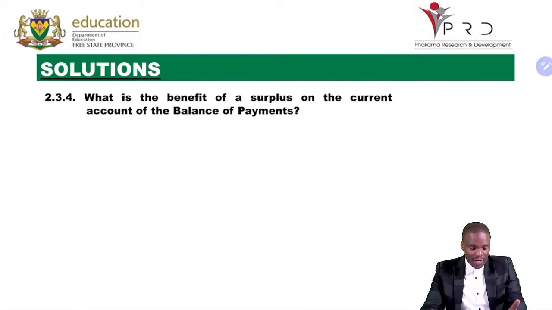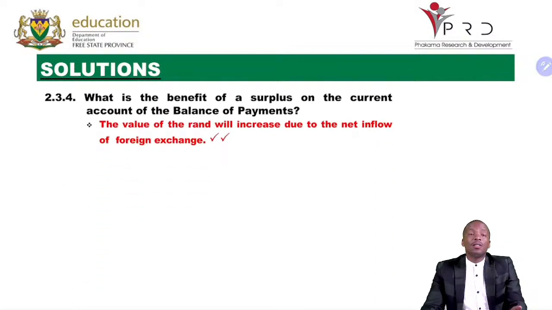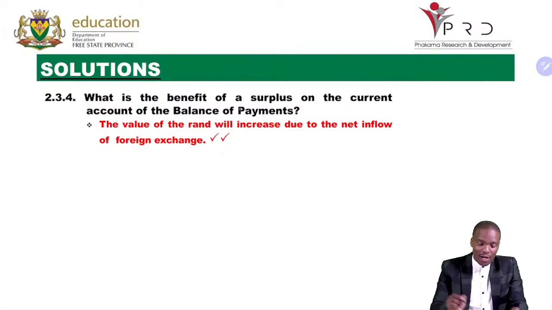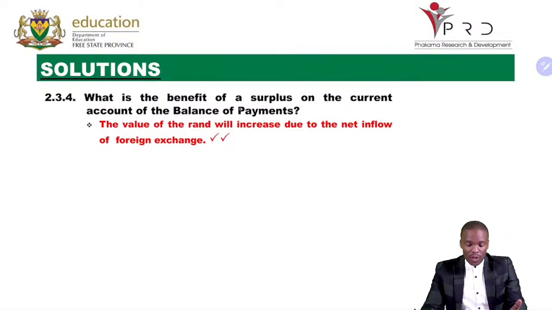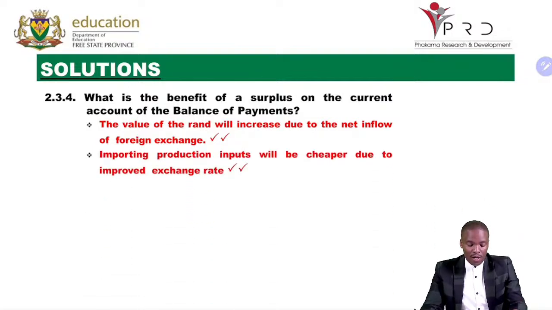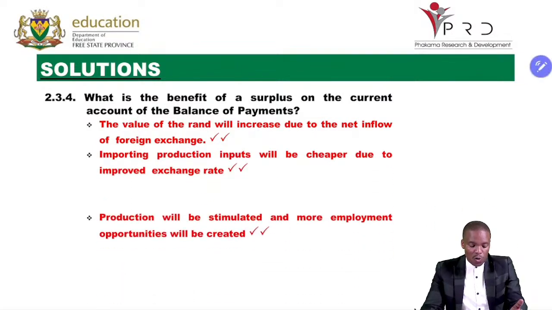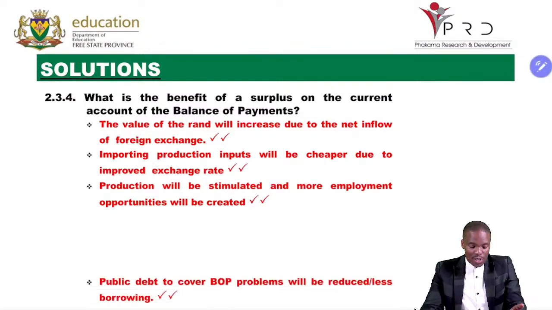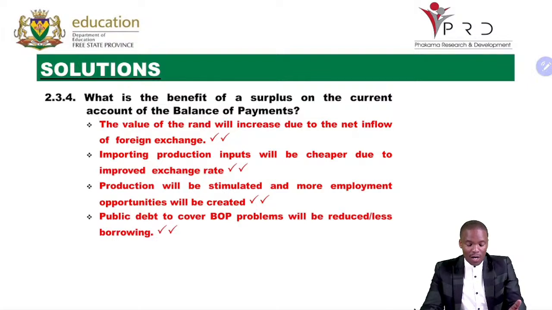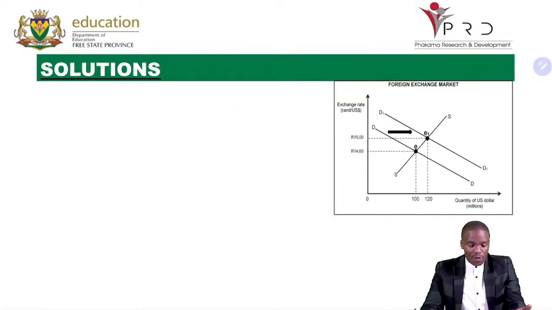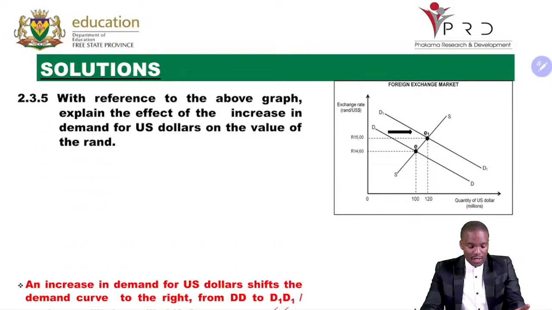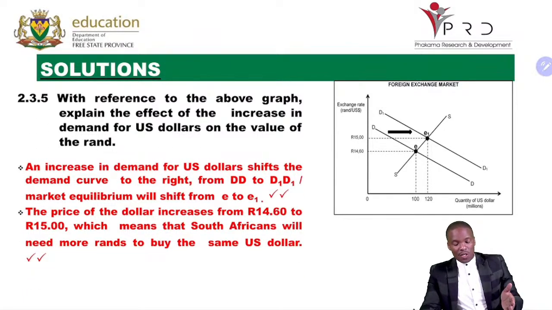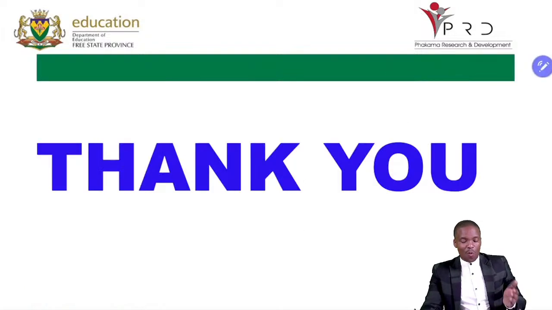Then analysis has been done here, where we look at the effects or the benefits of a surplus in the balance of payments. The value of the rand will increase due to the net inflow of foreign exchange. Importing production inputs will be cheaper due to improved exchange rates, and production will be stimulated. More employment opportunities will be created. The debt to cover BOP problems will be reduced. Less borrowing, which is good for us as a country. Then analysis, it's interpretation of the graph. Then we can say we are done.